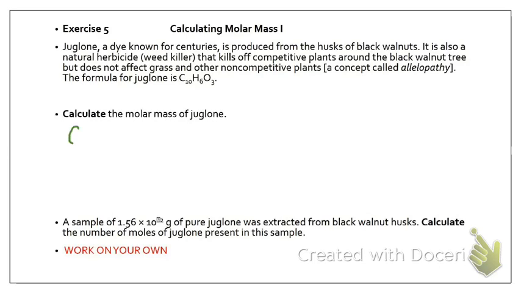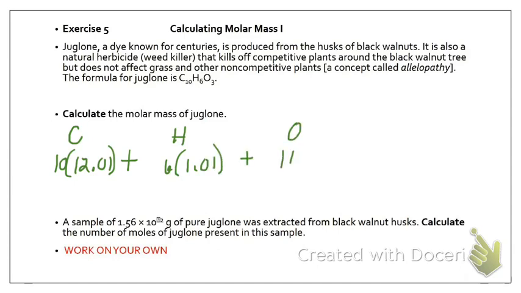So carbon, we have 10 times 12.01 plus we have 6 times 1.01 plus oxygen is 16, right? No, 3 times 16. Sorry about that. So we do that, and we should get 170 something, 174.1 grams per mole.